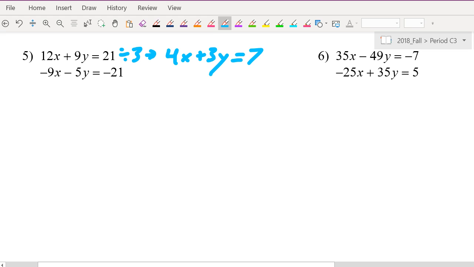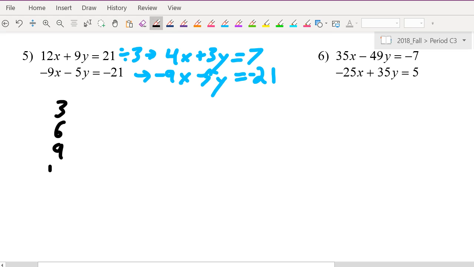Good. What about the bottom one? You leave it alone, because you cannot divide by anything. Okay, negative 9x minus 5y equals negative 21. Okay, so which one do you want to try eliminating? The x's or the y's? The y's. Okay, so that means we have 3 and 5. So if we look for a least common multiple: 3, 6, 9, 12, 15; 5, 10, 15.